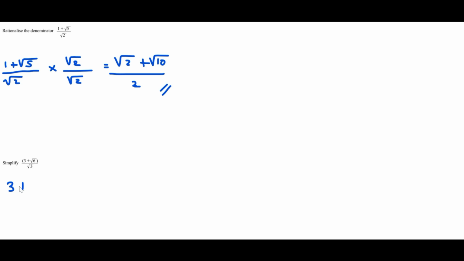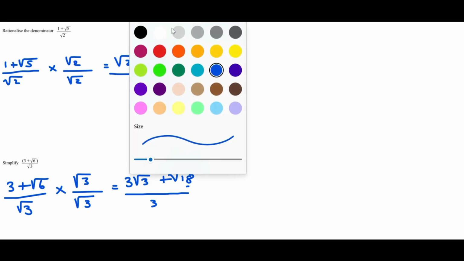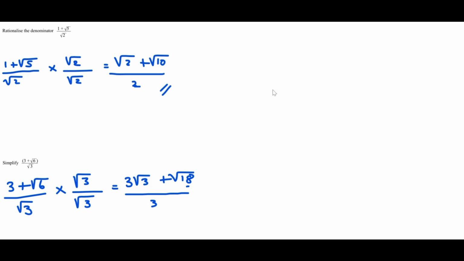For the next one, just going to write out the fraction. And the same thing, I'm going to multiply by the surd, the denominator. That will give us 3 root 3 plus root 18 over 3. Now root 18 here can be simplified further, so what we're going to do is we're going to simplify this and then substitute our simplified answer back into this fraction.